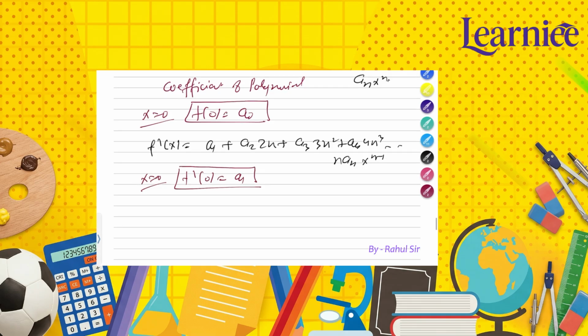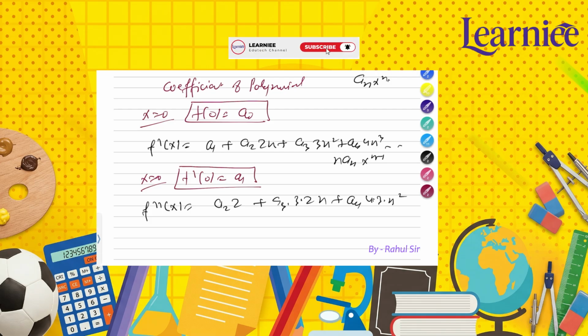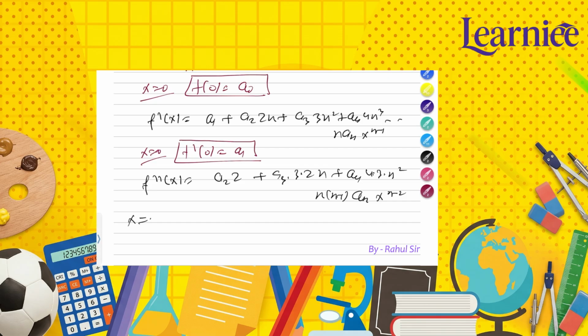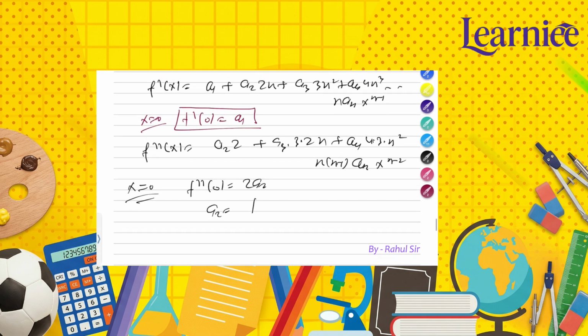Now if we want to find a2, again we'll differentiate this. f double dash x will be 2a2 plus a3 3 into 2 x plus a4 4 into 3x square, up to n into n minus 1 an x to the power n minus 2. Again here if I substitute x equal to 0, I will get f double dash 0 is 2a2, or a2 is f double dash 0 upon 2. This is the coefficient a2.